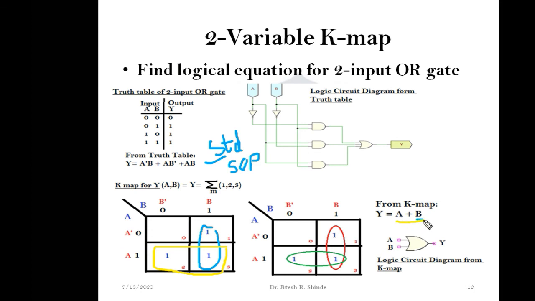The standard SOP equation for the OR gate is A bar B plus A B bar plus AB. This is the hardware realized from the standard SOP equation. On minimizing using the K-map, the optimum hardware, the simple SOP equation, we are getting simply as A plus B, meaning consuming just one OR gate.